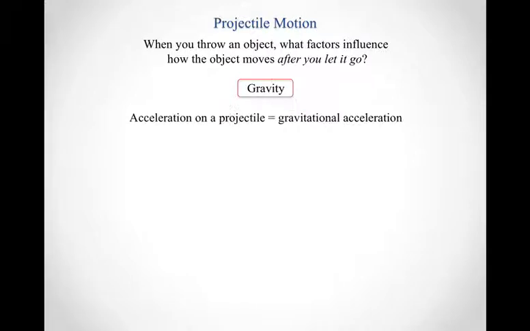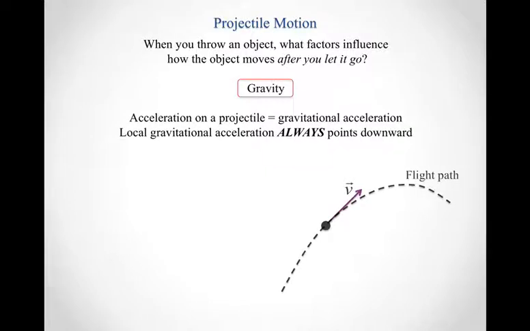So if the only force acting on a projectile is the gravitational force, that means that the acceleration on a projectile has to be equal to gravitational acceleration. We know gravitational acceleration always points downward. So if you have some object that's acting as a projectile, so it's following some parabolic flight path, and at any particular instant you pick, it's traveling with a velocity that's tangent to the curve that it's traveling along, its acceleration points straight down.